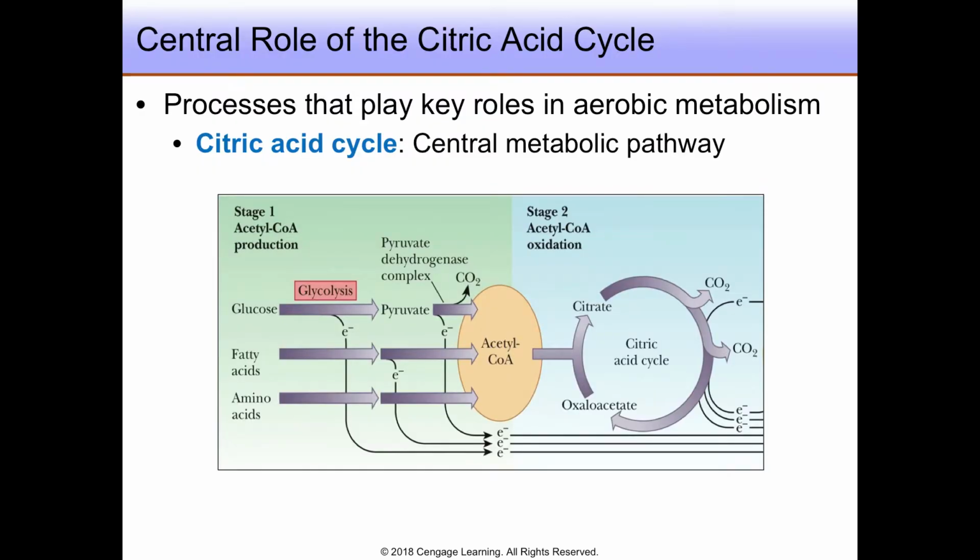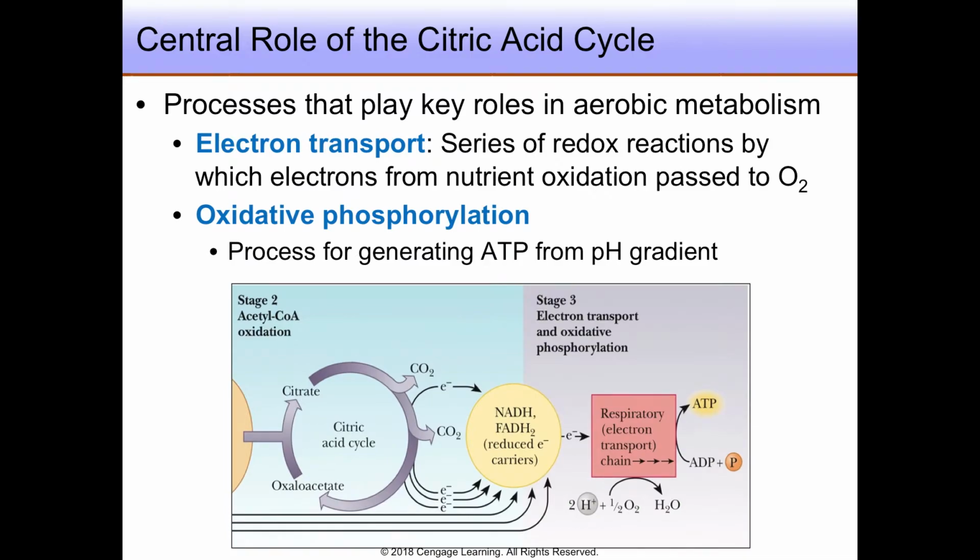The figure below is meant to illustrate the fact that all major macronutrients, glucose, fatty acids, and amino acids, can be converted to acetyl-CoA and therefore feed into the citric acid cycle. For this reason alone, it becomes a key metabolic pathway.